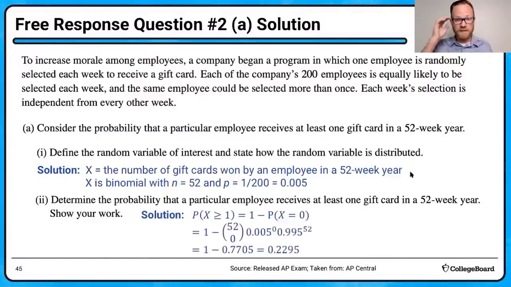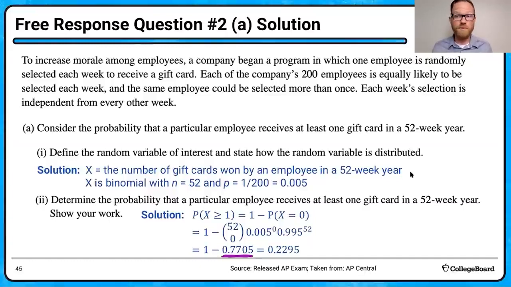So here's the numbers plugged in to the binomial formula. And we're going to get a final answer here of 0.2295. Now pay attention here, this value, that was the probability that X equals 0. And we did 1 minus that in order to arrive at our final answer here.